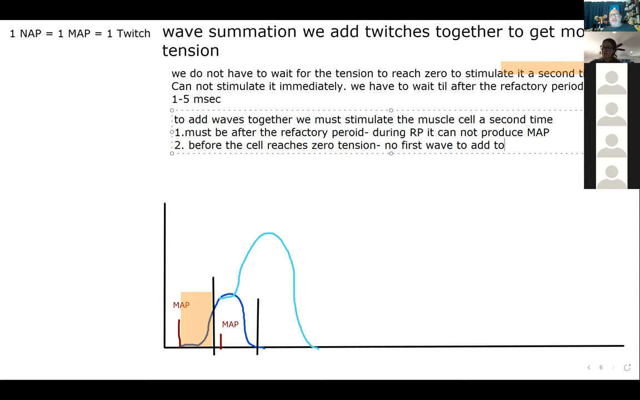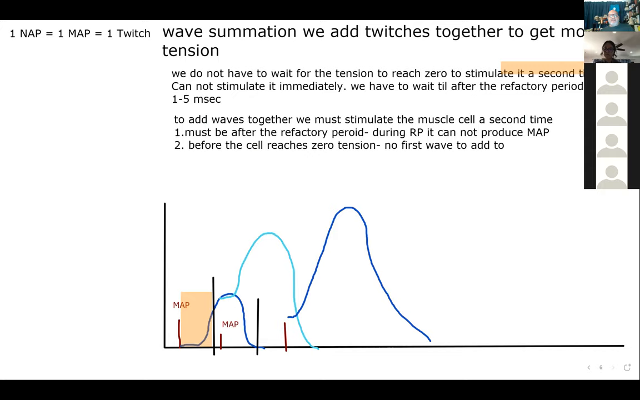Notice if I were to, here, let's draw another one. Let's say I were to stimulate this one right here during the relaxation phase. I'm still going to get a latent period, and then, right? And so I'm still able to add to what was there. So I'm able to add more. As long as it hasn't reached zero, I'm adding waves together. And so we have this ability to add waves together, and it gets bigger and bigger.